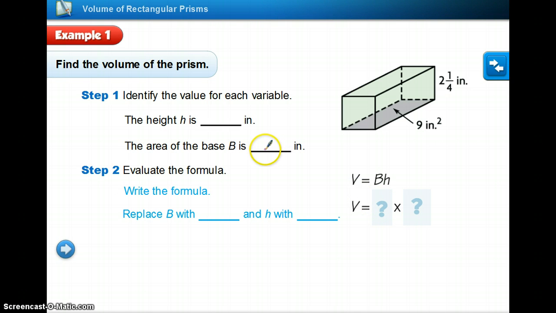So for example 1, if we look at our rectangular prism here, we have a height of 2.25 inches, and they already gave us this capital B stands for the area of the base. This is area of the base. That's why it's a capital B. So this is 9 inches squared.